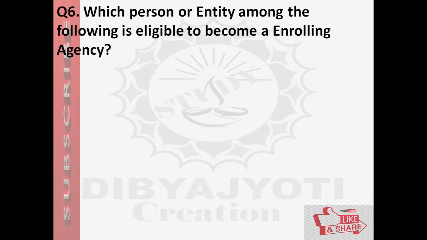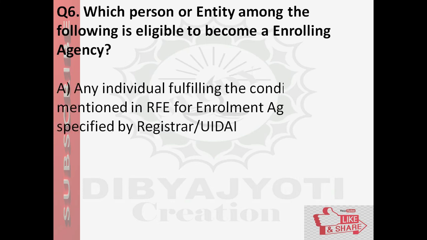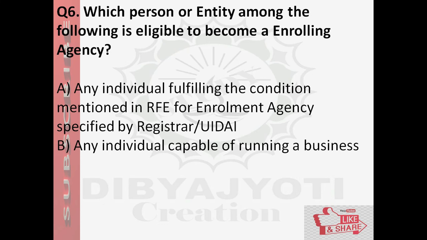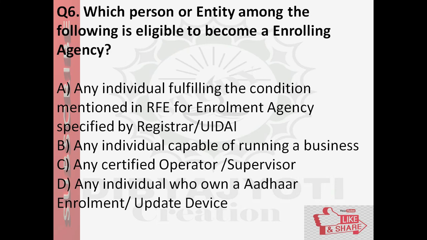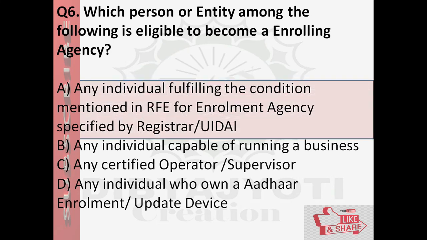Okay, next, which person or entity among the following is eligible to become an enrolling agency? Options are: Option A, any individual fulfilling the condition mentioned in RFE for enrollment agency specified by registrar or UIDAI. Option B, any individual capable of running a business. Option C, any certified operator or supervisor. Option D, any individual who owns an Aadhaar enrollment or update device. And the answer is any individual fulfilling the condition mentioned in RFE for enrollment agency specified by registrar or UIDAI.